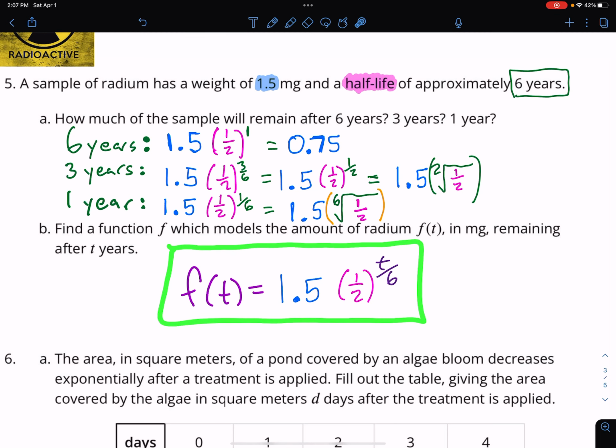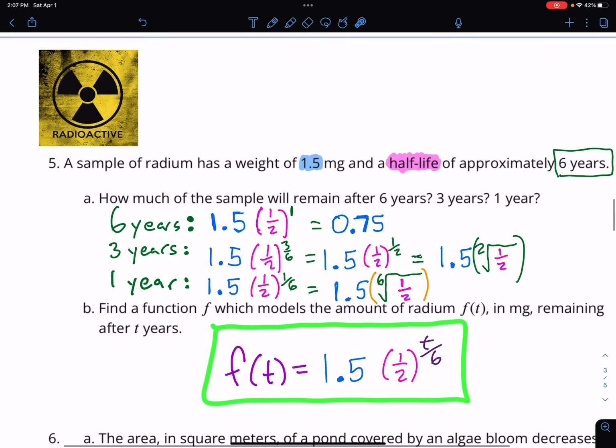Piece of cake, right? Piece of radioactive cake. Radium is a secret ingredient.